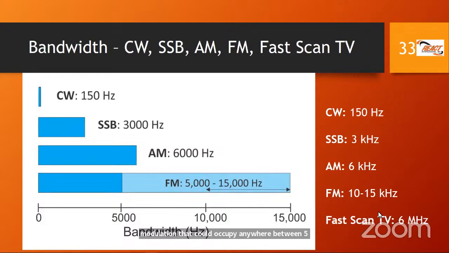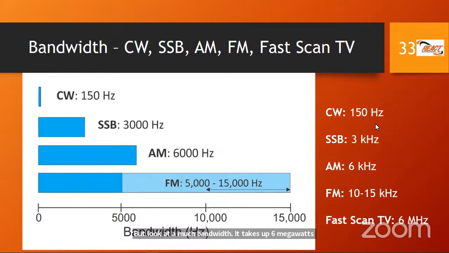So quite a bit. And we even have another one here that we need to know for amateur radio purposes called Fast Scan TV. Now, Fast Scan TV is just like regular broadcast television that you would have normally watched on your free-to-air TV. That's Fast Scan TV. But hams also do Fast Scan TV. But look at how much bandwidth it takes up. 6 megahertz, right? That's a lot of bandwidth, right?